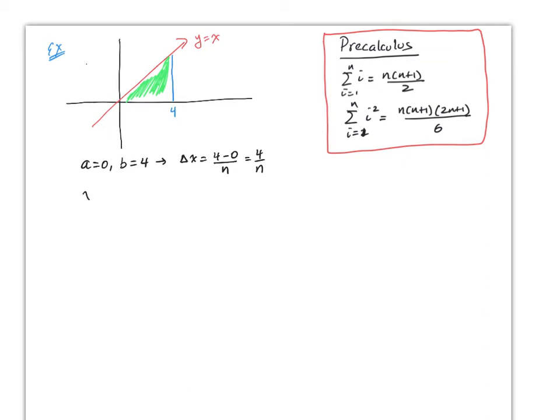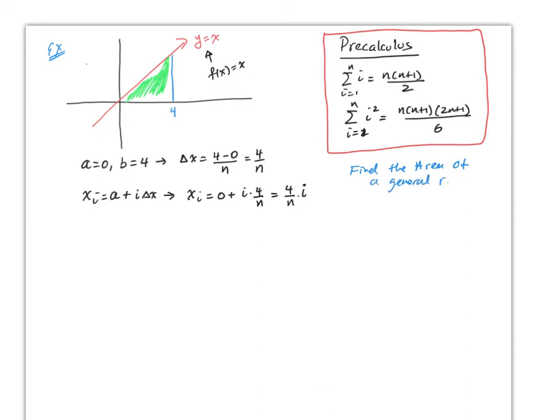Also, from what I told you on the last page, xi, remember, is equal to a plus i delta x, but in our case, xi is going to be 0 plus i times 4 over n, which will just be 4 over n times i. And obviously here, f of x is just equal to x. So this is the most basic function we can have. So the first thing you should do is always find the area of a general rectangle. Okay.